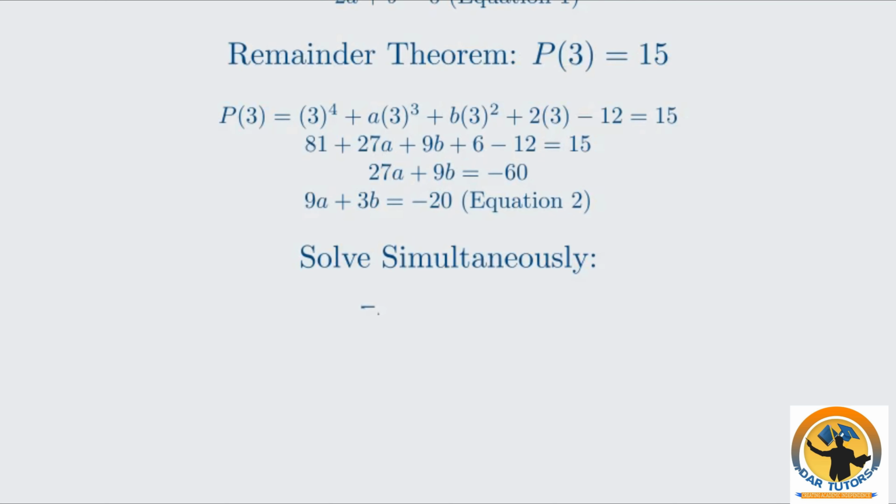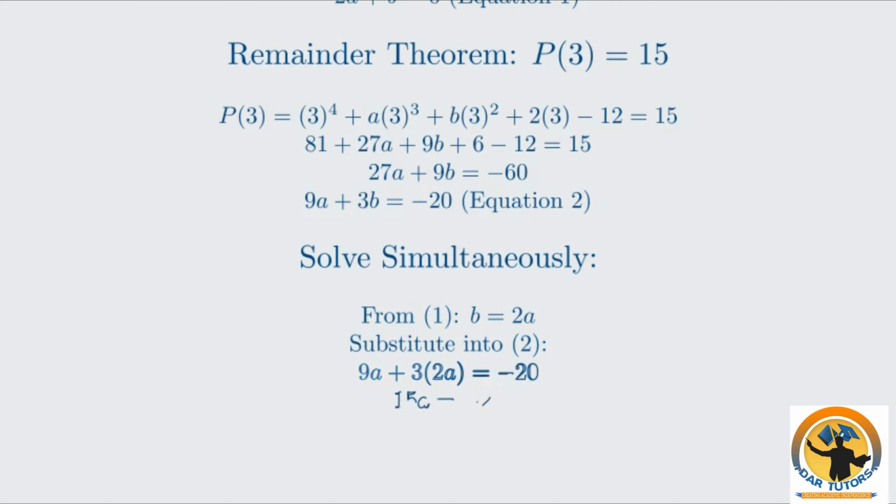Now we solve the system. From equation 1, we can see that b equals 2a. Substituting this into equation 2, we get 9a plus 3 times 2a equals negative 20. This is 9a plus 6a equals negative 20, so 15a equals negative 20. Dividing by 15, we get a equals negative 4 over 3. Then, b equals 2 times negative 4 over 3, which is negative 8 over 3. So a is negative 4 over 3, and b is negative 8 over 3.